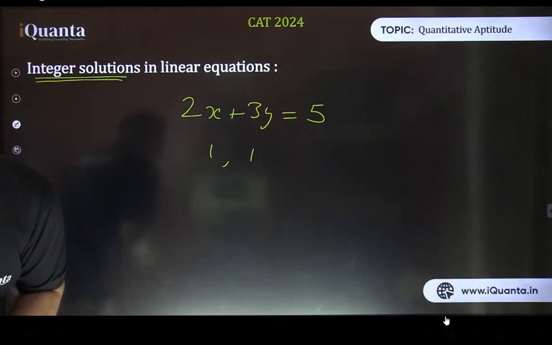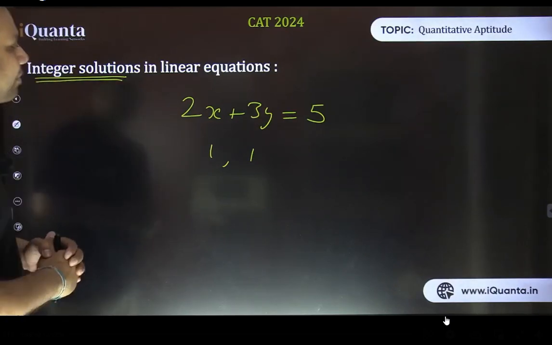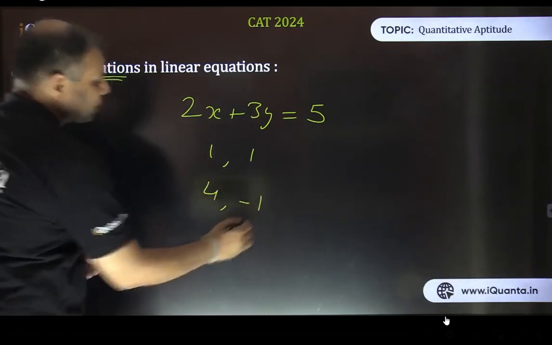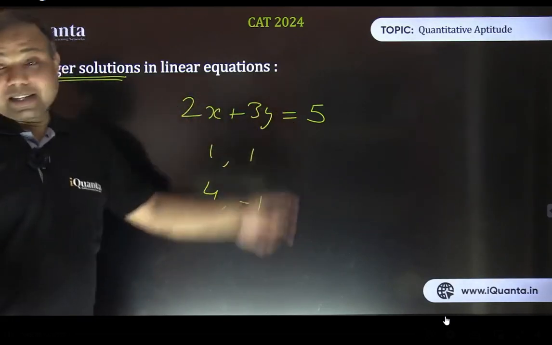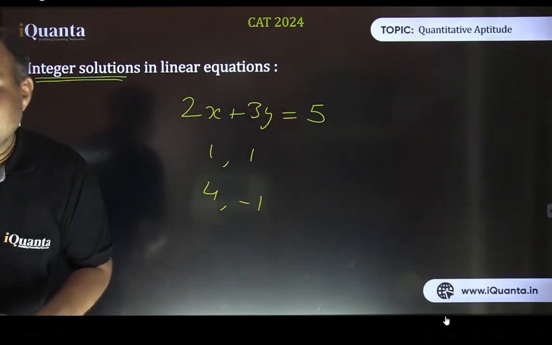Okay, I've got one answer here. 4, minus 1. Harsh says 4, minus 1. Does it satisfy? Let me check. 4 and minus 1. So 4 2s are 8 and minus 3 is 5. Yes, that's true. Good, excellent. Any other? Anshika, that is not integer.